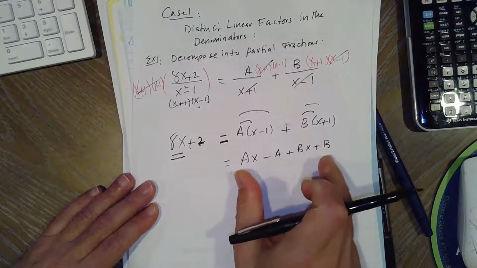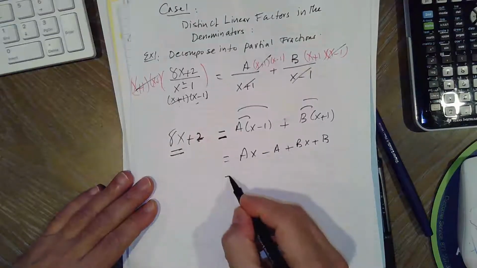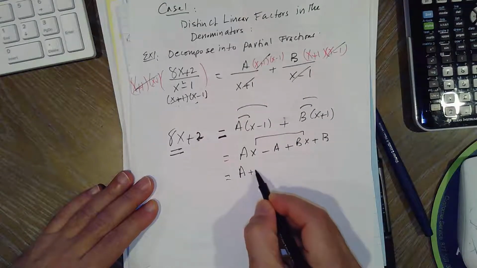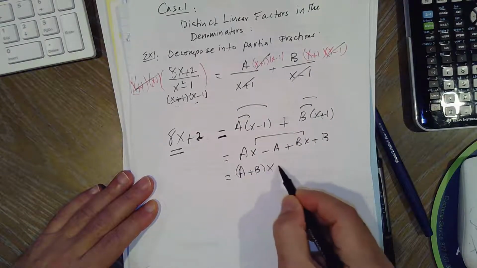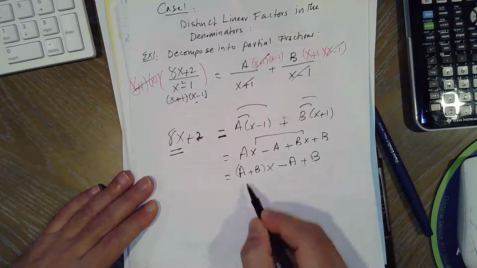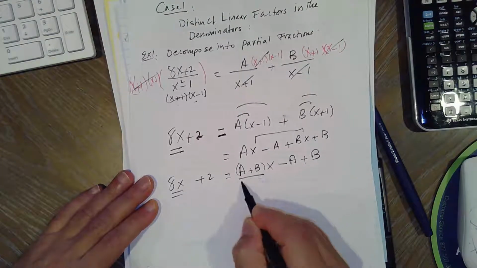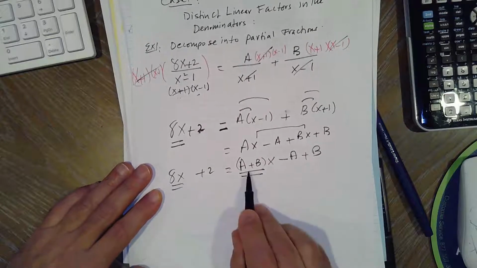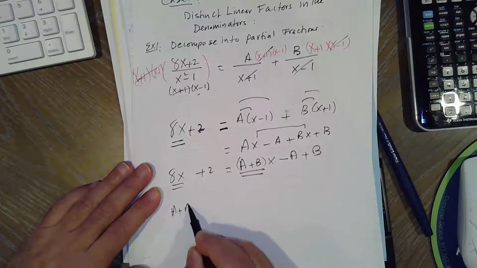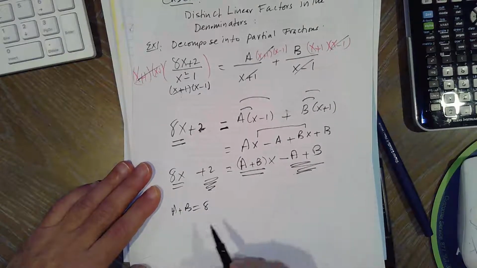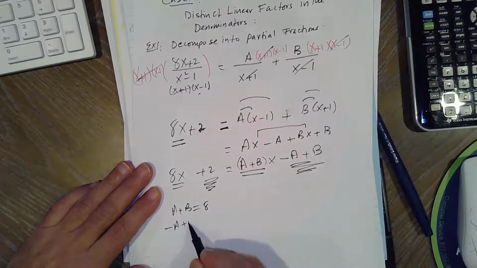So let's write this side like that side. We're going to put these two together, factor out x, which will be a plus b, and then minus a plus b. So this is your x term, which has to equal the x term. So 8x has to equal a plus b, or a plus b equals 8, and the 2 has to equal the constant, negative a plus b equals 2.